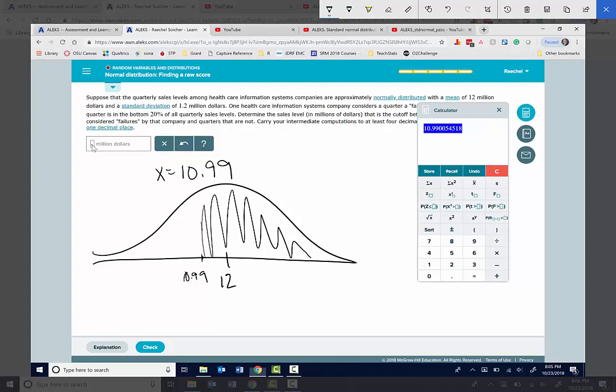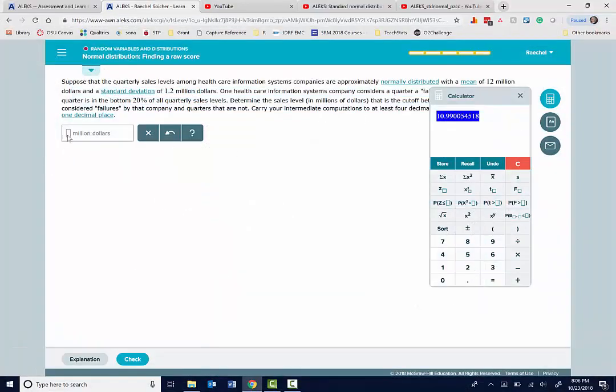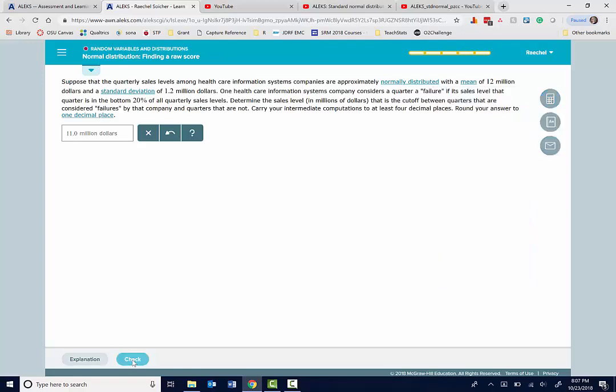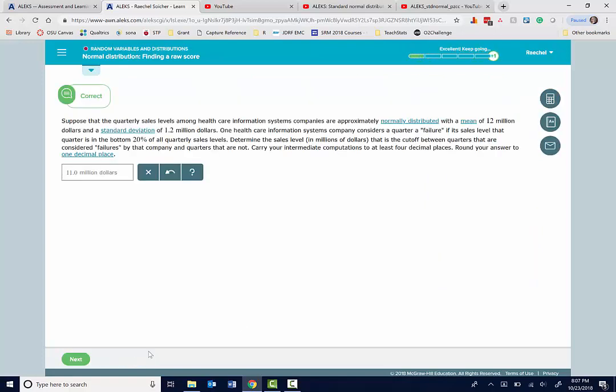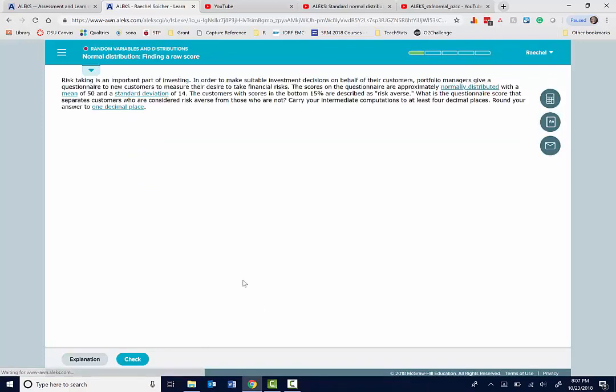Okay, so we'll just go ahead here, and it asks for us to use one decimal place, so we'll say 11. Right, so 10.99 is going to round to 11.0. And that's correct. Okay, so let's work on another problem from this section.